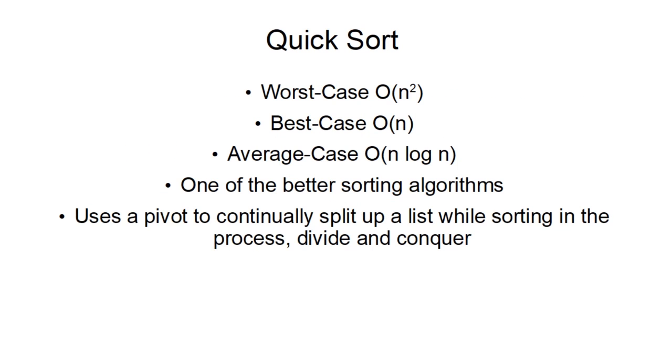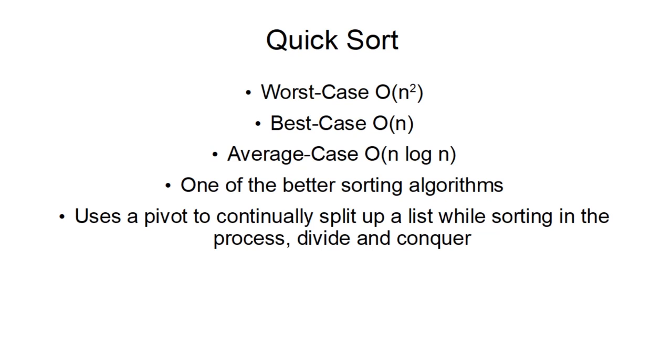Next we have quicksort. This is a pretty good sorting algorithm. Worst case is n squared, but the average case is big O of n log n, with its best case being n. N log n, that's pretty fast. So, like I said, this is one of the better sorting algorithms. It's still used quite a bit today.